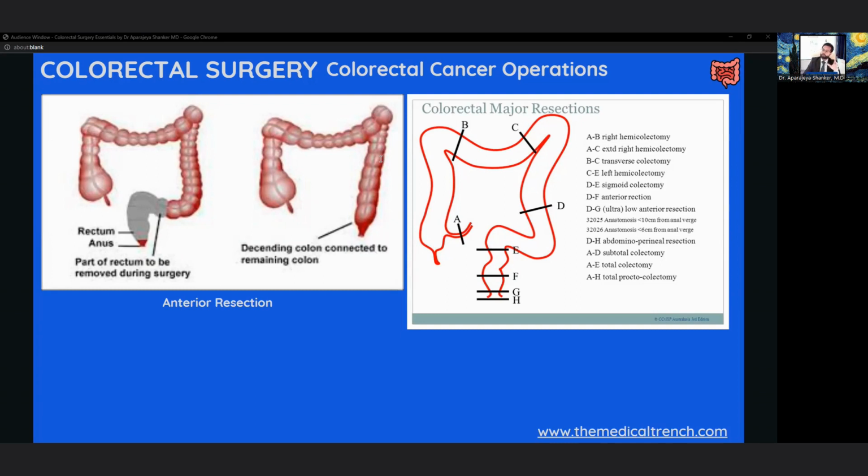You have those tumors that are present in the splenic flexure or in the descending colon, and then a separate one for sigmoid, and a separate one for tumors that are present within the rectum.